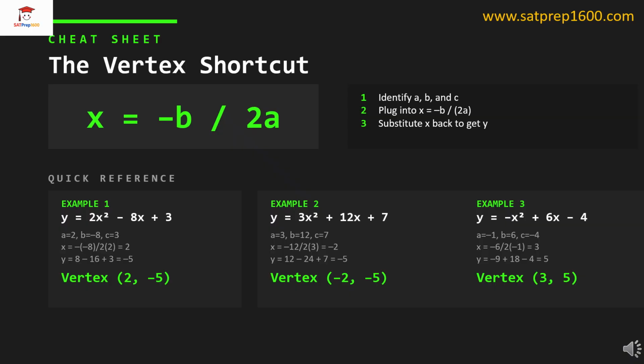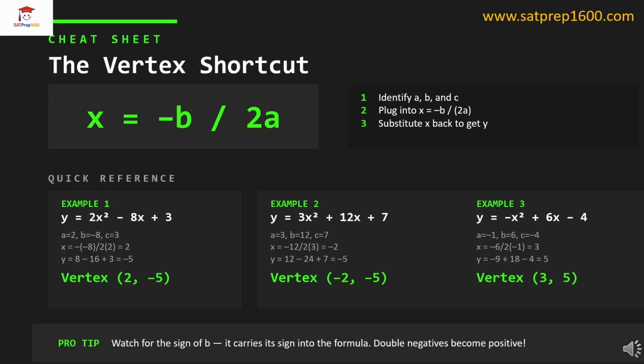Each follows the exact same pattern regardless of the coefficients. Pro tip, watch the sign of b. This is the most common mistake students make with this formula.